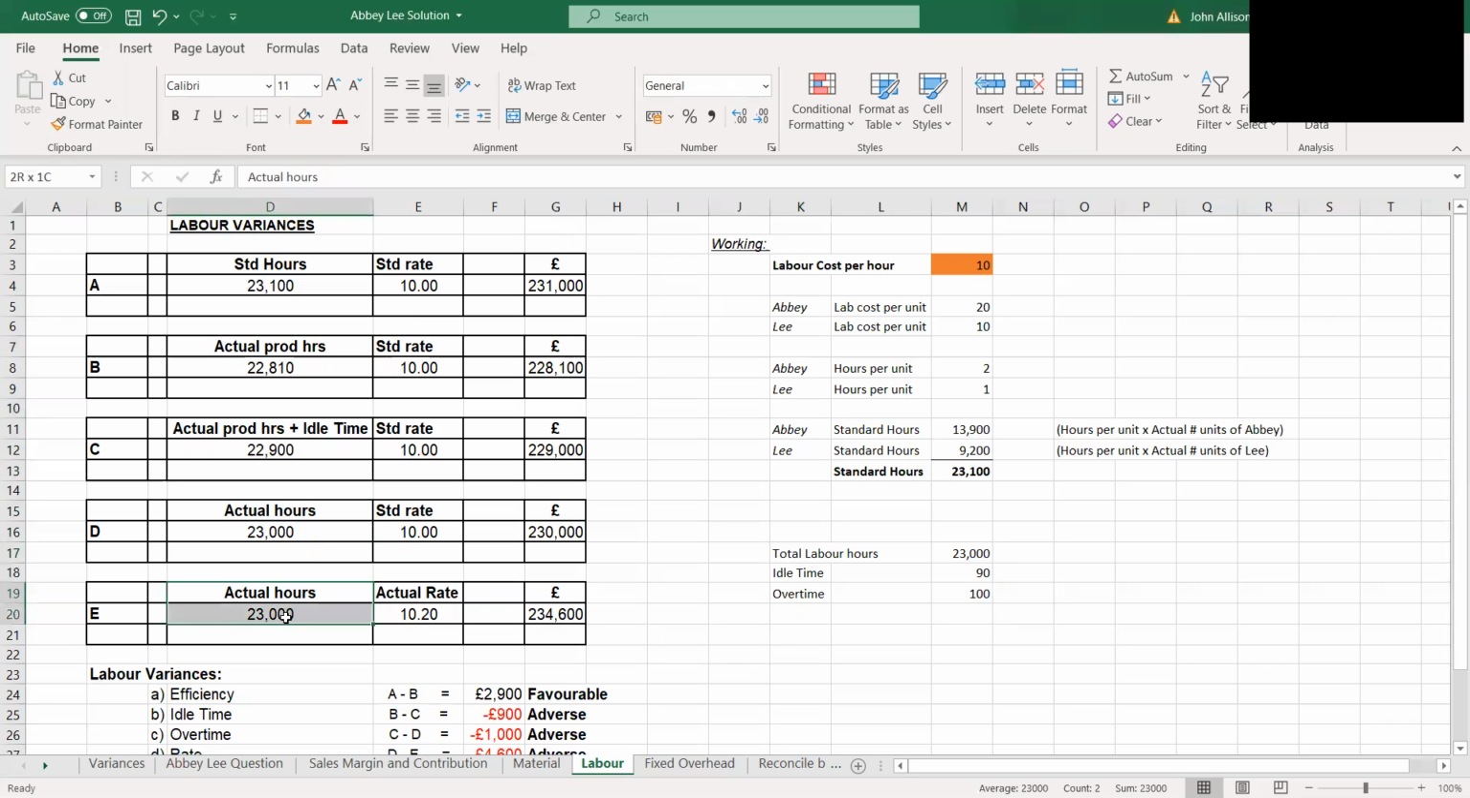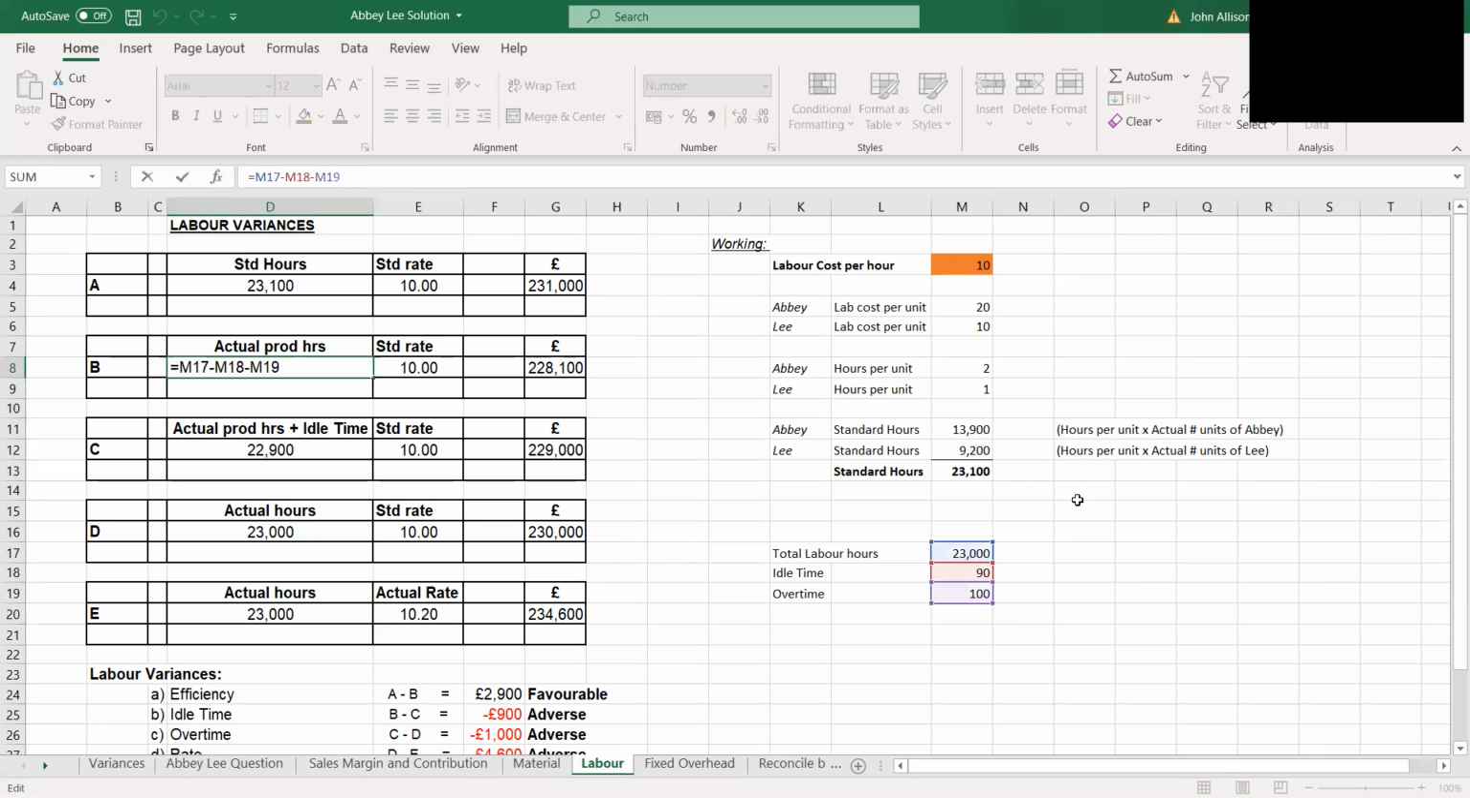So the actual number of hours that we actually paid for were 23,000. So we can take the 23,000 as the actual number of hours. The actual number of production hours is going to be the 23,000, take away the kind of unusual things. So take away the idle time and take away the overtime, gives us 22,810 for the actual production hours.